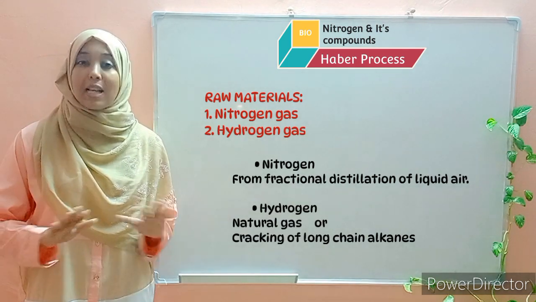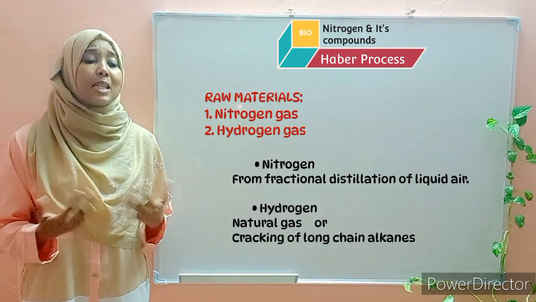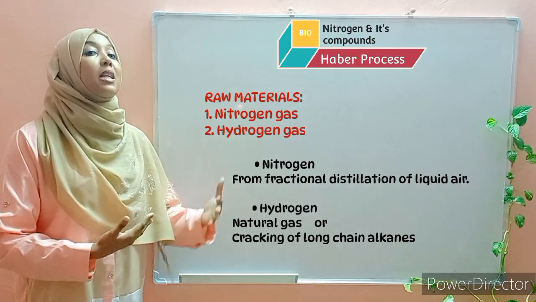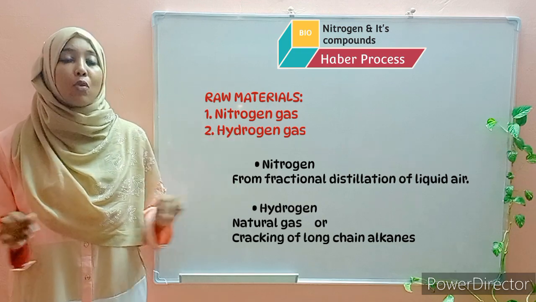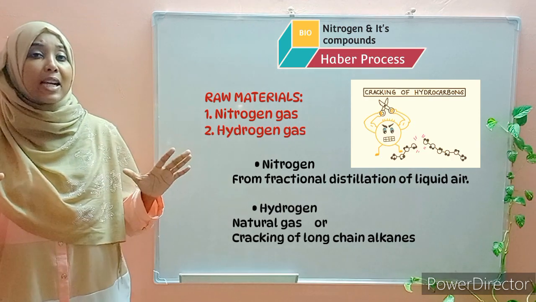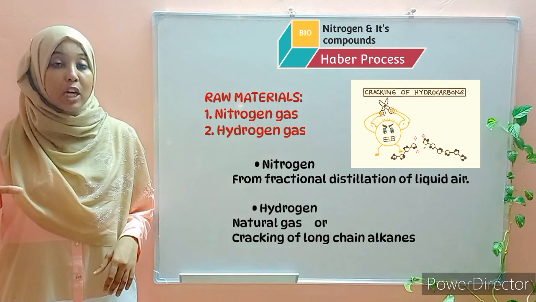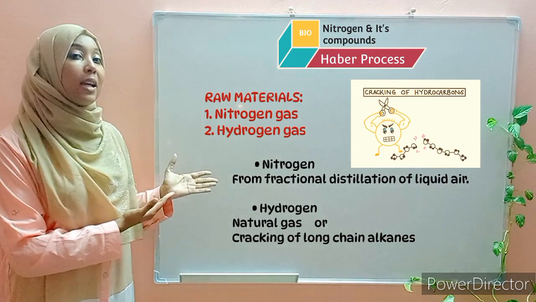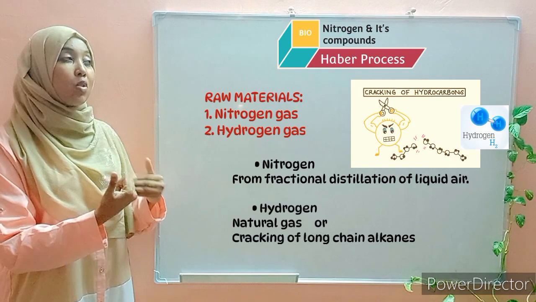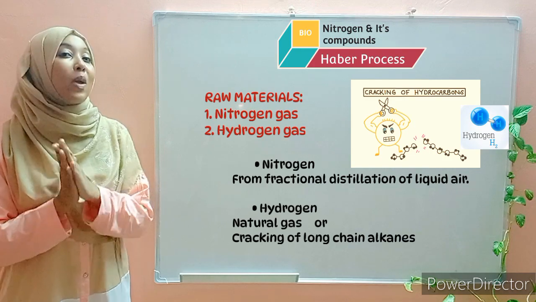Now, long-chain alkanes are simply alkanes that have a lot of carbon atoms, more than 10. So what happens is that long-chain alkanes tend to have few uses. So they are broken down into short-chain alkanes that have a variety of uses. Now, this process is known as cracking. So cracking usually occurs under very high temperatures and sometimes with the involvement of a catalyst. So if you break down a long-chain alkane in order to form a short-chain alkane, this process leads to the production of hydrogen gas. So this hydrogen gas can be a source for the hydrogen gas needed for the Haber process. Now, those are the two raw materials and where they are sourced from.